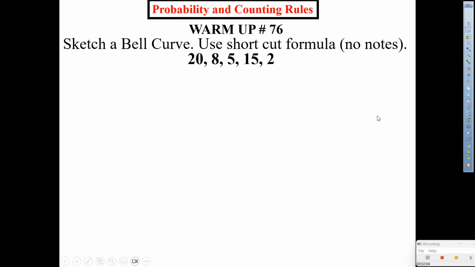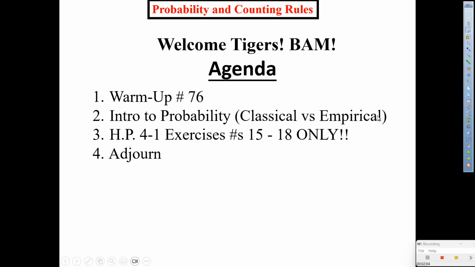Copy the agenda, please. Warm-up 76 is done. Intro to probability. Today we're looking at classical versus empirical. And tonight's homework for 4-1, you're looking at exercises 15, 16, 17, and 18. Only 4. Only.